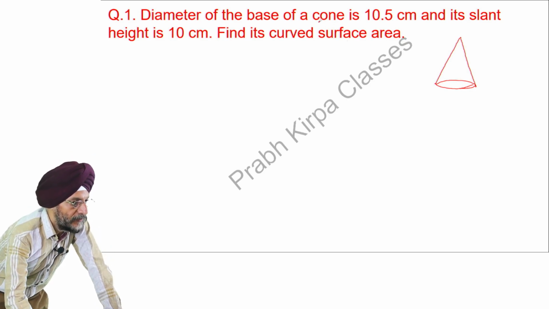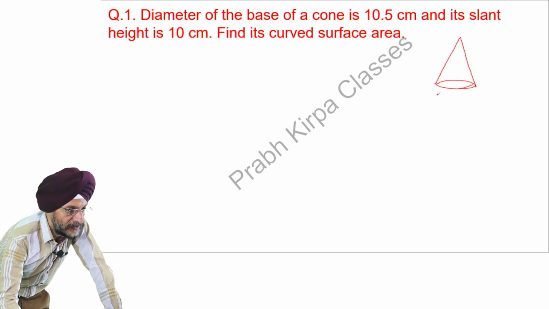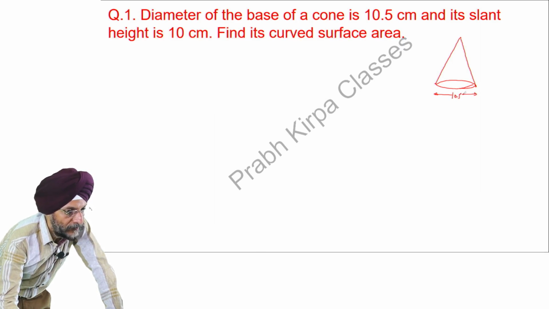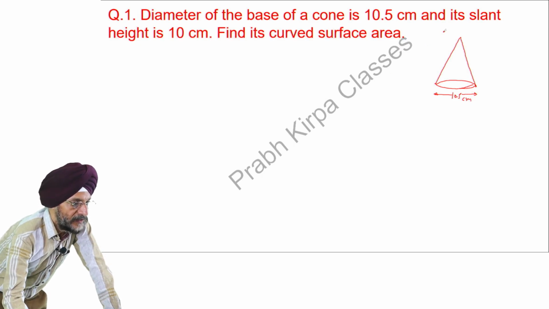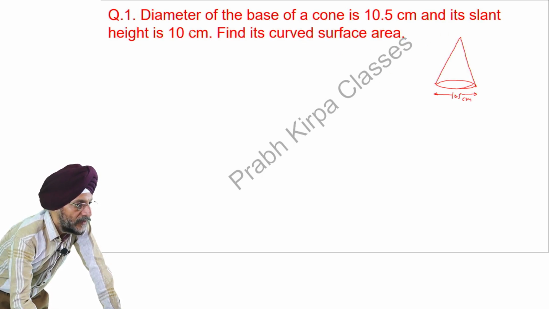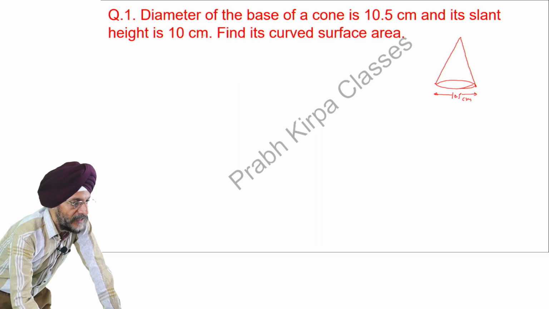Now what has been given to us is the diameter of the base. Diameter means from this point to this point. This is the diameter, and it is 10.5 centimeter. Next, the slant height is 10 centimeter.